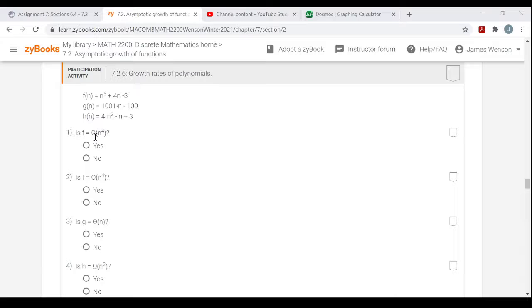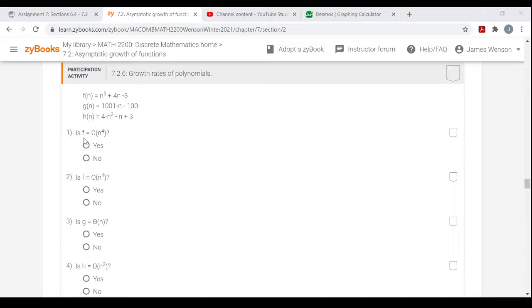Now pay attention. Really pay attention to the degrees, right? The higher the degree, the faster your growth rate. The faster you shoot up as the input increases. So f is degree 5, g is degree 1, h is degree 2. So f has a higher growth rate than h, and h has a higher growth rate than g. It would grow faster than g.